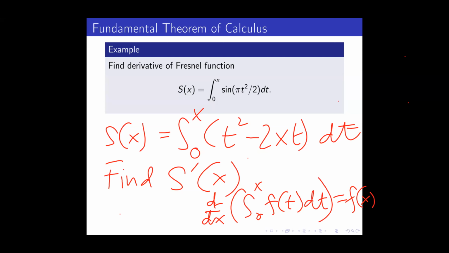So I suggest first what you try is to compute S prime for the function t squared only, and then you try this. So first you look at this one only, the t squared part.